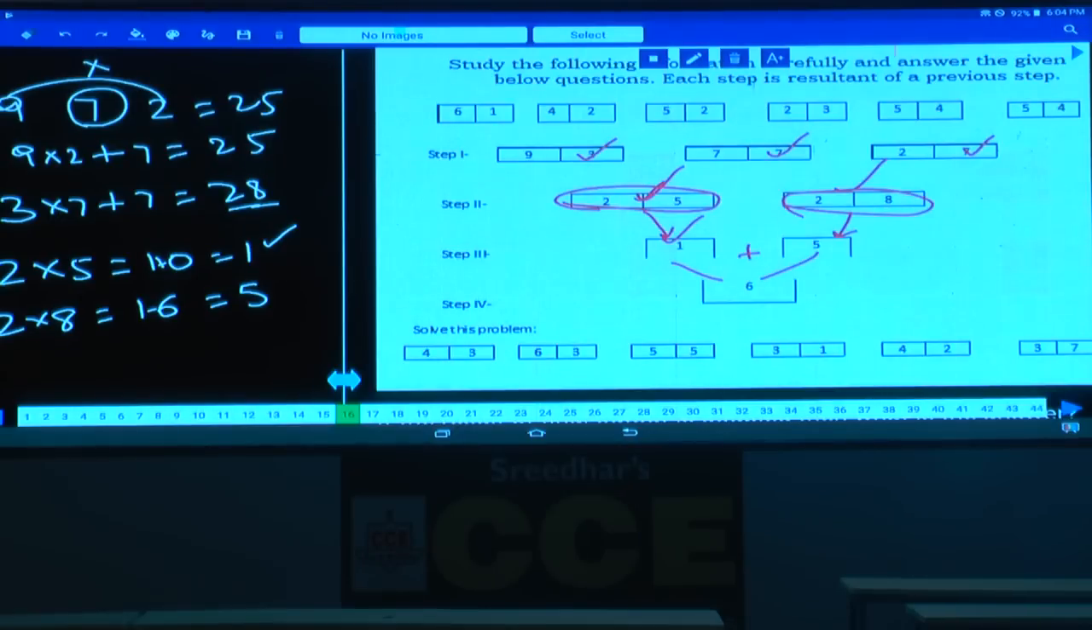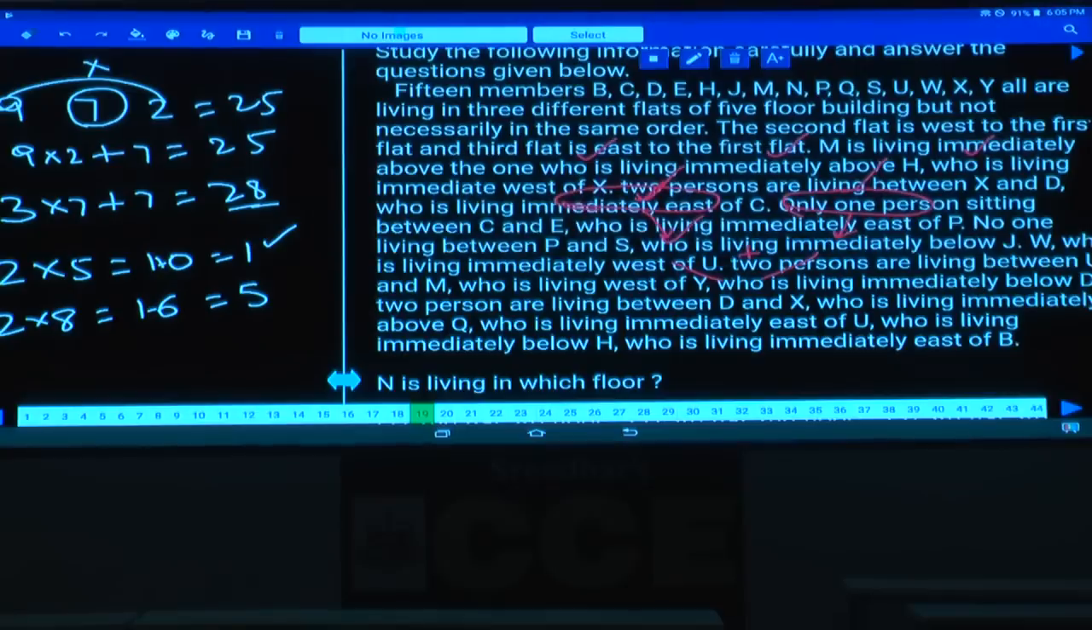Now in these question numbers 19 to 23, what is the information here? B, C, D, E, H, J, M, N, P, Q, S, U, W, X, Y. Hence how many persons are there in total? For 19 to 23, in total we have 15 members living in 3 different flats of a 5-floor building. As 5 floors are there.